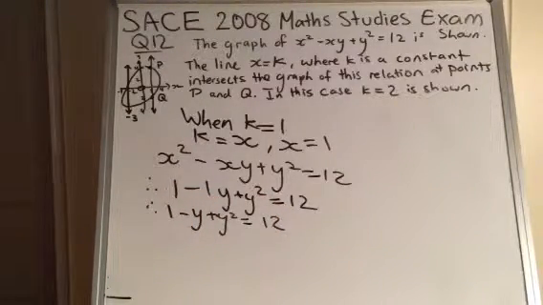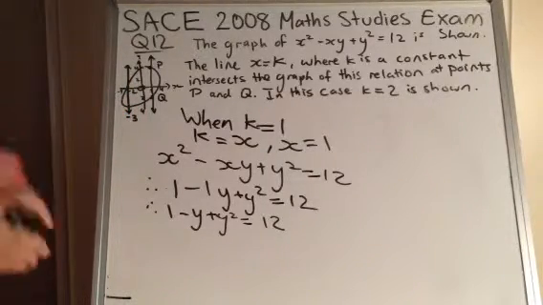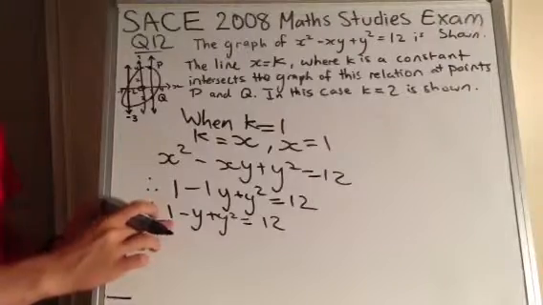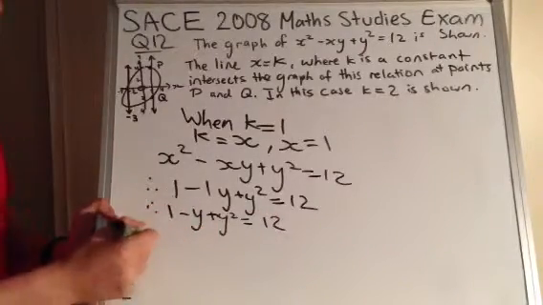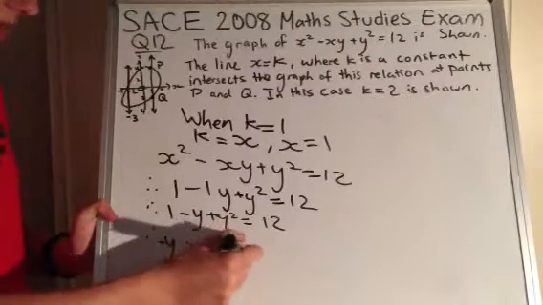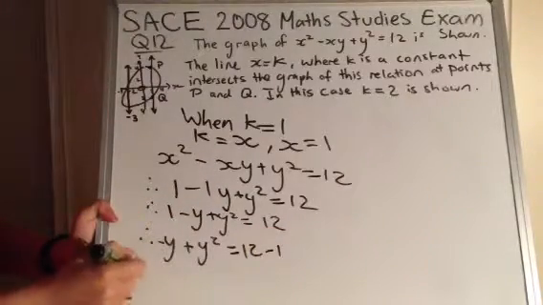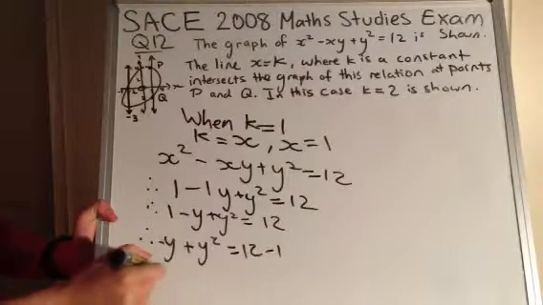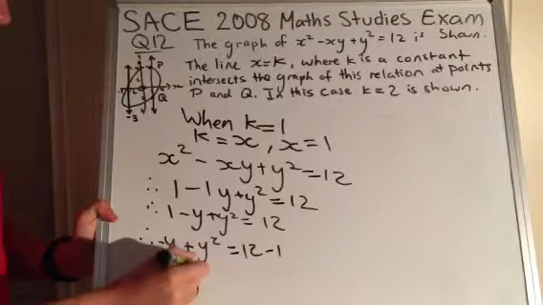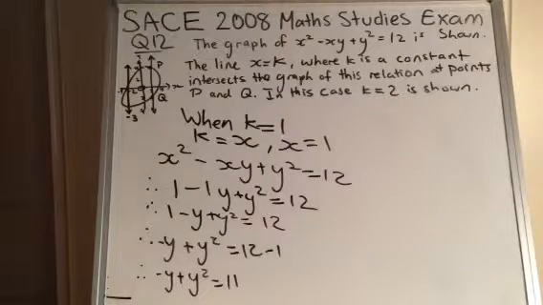From that we need to get this into the form of a quadratic in order to solve for the two y variables, obviously P and Q. What we can do is get rid of the 1 and bring it to the other side for the purpose of algebra, so it's going to be -y plus y squared equals 12 take 1, because it's positive 1 here, so it's going to be negative on the other side. Therefore we have -y plus y squared equals 11, because 12 take 1 is equal to 11.